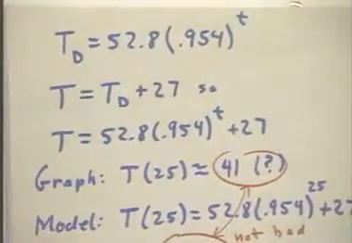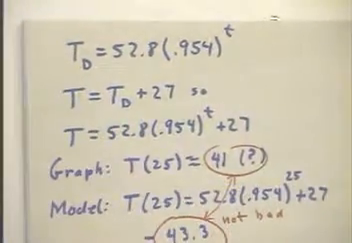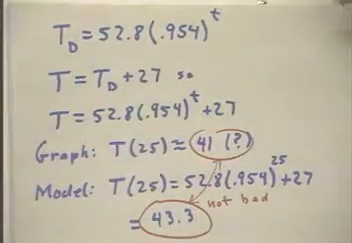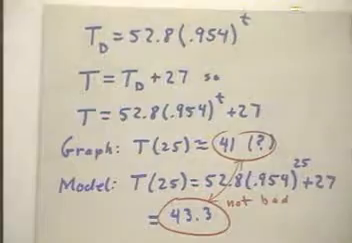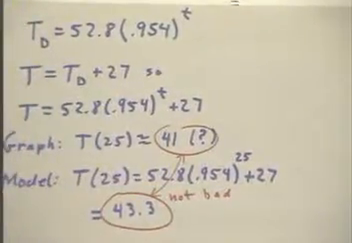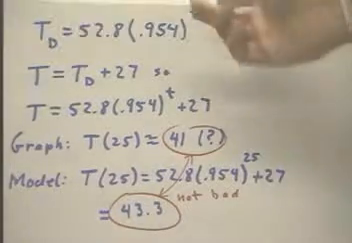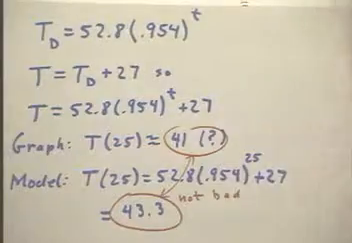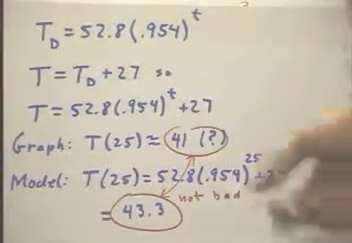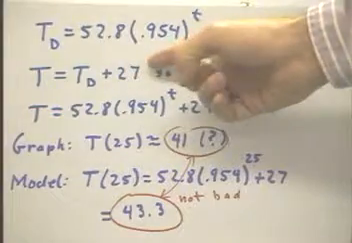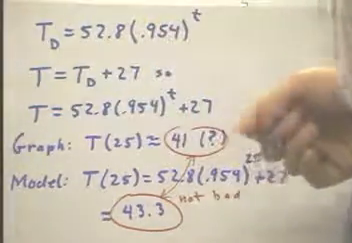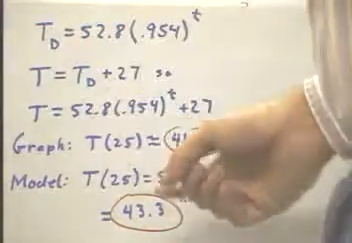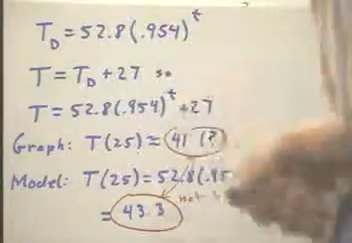And now we have this model t_d equals 52.8 times 0.954 to the t. We can compare this with the actual data. Well, let's back up a second. This is our t_d. For our temperature function, we're going to have to add the asymptote back into this to get the actual temperature. Remember, t_d was the difference between actual temperature and room temperature. So since the temperature is 27 more than t_d, we're going to add 27 to this expression and get this model for the temperature.